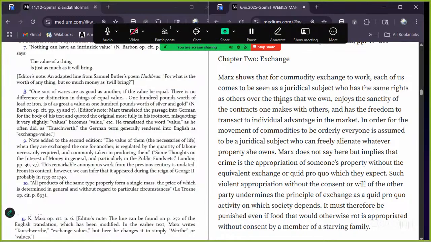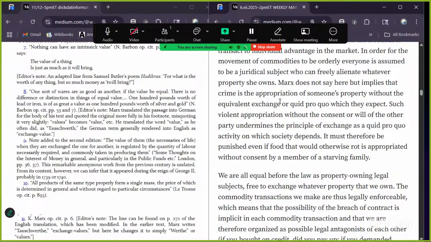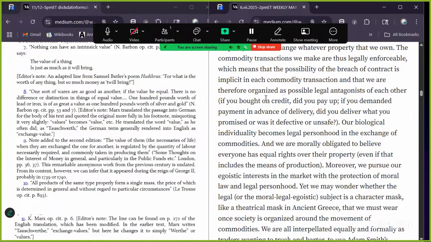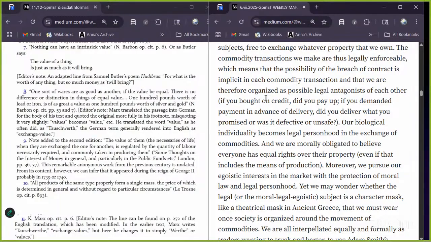So, we're all equal before the law as property-owning legal subjects, and we're free to exchange whatever property that we do own. The commodity transactions we make are thus legally enforceable, which means that the possibility of the breach of contract is implicit in every commodity transaction, and that we are therefore organized as possible legal antagonists of each other. If you bought on credit, did you pay up? If you demanded payment in advance of delivery, did you deliver what you promised, or was it defective or unsafe? It's very Trumpian in that sense, transactional in that sense.